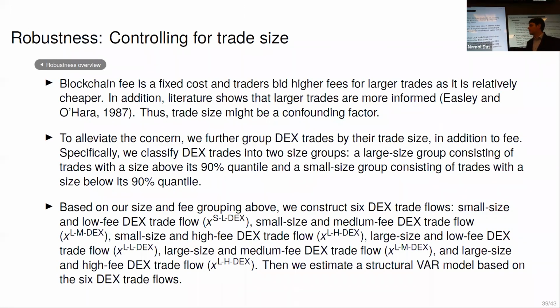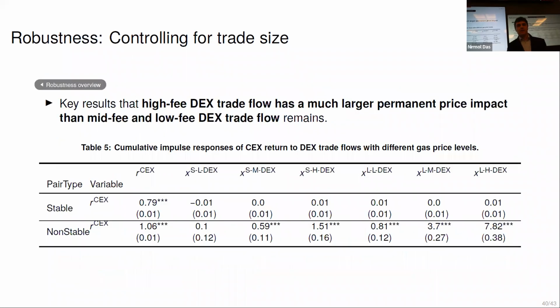And then what we see is that if we look at these groups in the table, for high fee DEX trade flows, which are large sizes, the contribution to the aggregate price, the cumulative impulse response, which is the aggregate price impact, is still the largest. So even within the high fee group, even if you look at the large size trade flows, they are still using the blockchain fee as a signal. It's not that it disappears, because we have controls for the size.